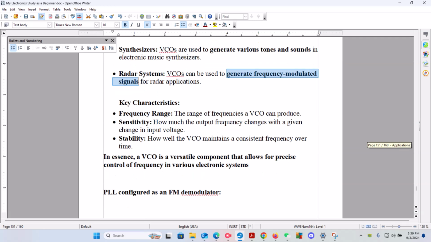Let's talk about its key characteristics. First of all, the frequency range. That is the range of the frequencies a VCO can produce. Number two is the sensitivity: how much the output frequency changes with a given change in input voltage. And third of all is the stability, how well the VCO maintains a consistent frequency over time. Now, remember that in essence, a VCO is a versatile component that allows for precise control of frequency in various electronic systems.